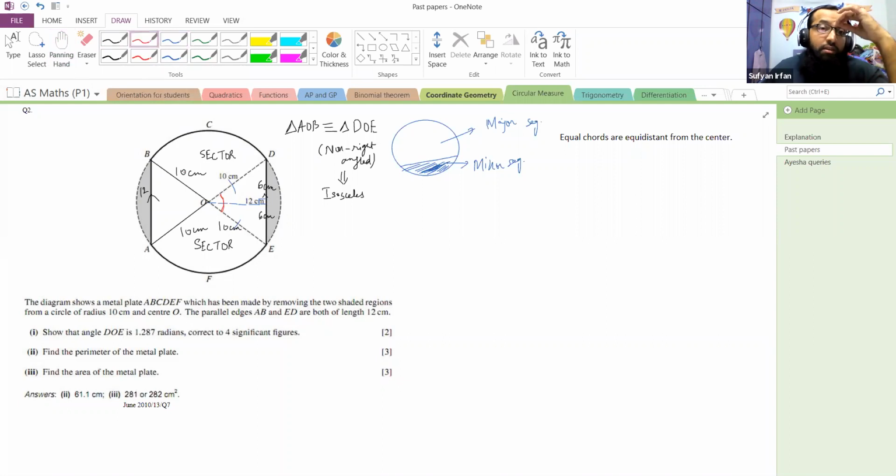Now what else can be done? This angle is to be found, right? So let's call it theta. So this is theta, this is also theta. But the examiner is saying to find the angle DOE. So if this is theta and this is theta, let's call the foot of the perpendicular x. If DOX is theta, EOX is theta, then DOE is basically 2 theta. So if we use the cosine rule, we can directly find the value of DOE.